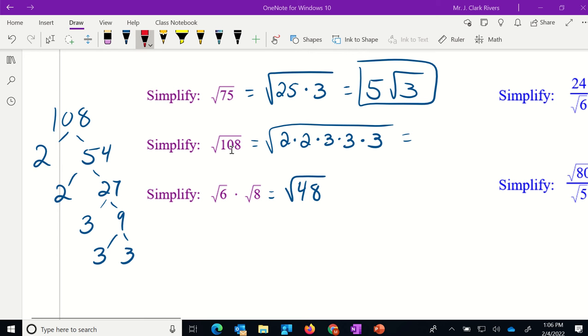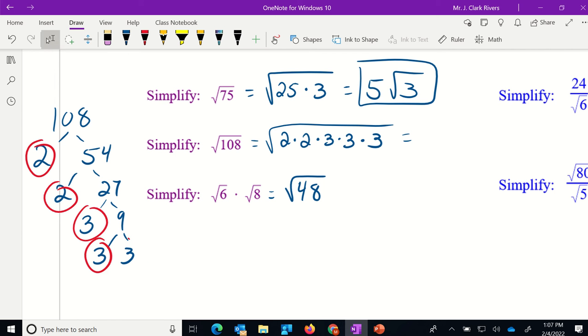The second one, off the top of my head, I don't know any perfect square factors of 108, but this is a method that you can use, especially for larger numbers like this. It's called prime factorization. You make a factor tree. 2 times 54. 54 is 2 times 27. 27 is 3 times 9, and 9 is 3 times 3. So the prime factorization of 108 is 2 times 2 times 3 times 3 times 3.